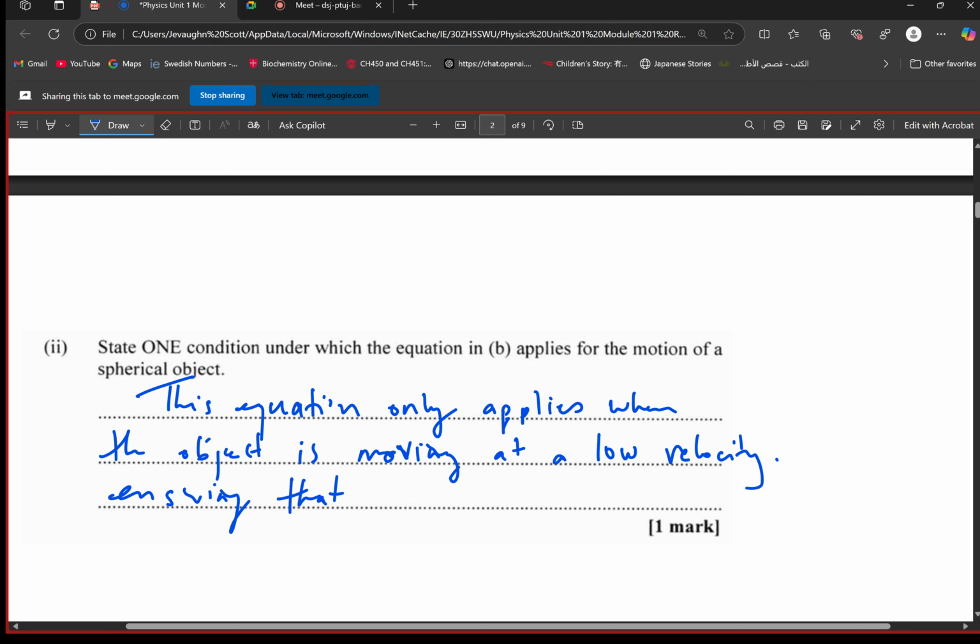Alright, hold on. Let's just finish this. Ensuring that always, you know, Stokes' law is valid.